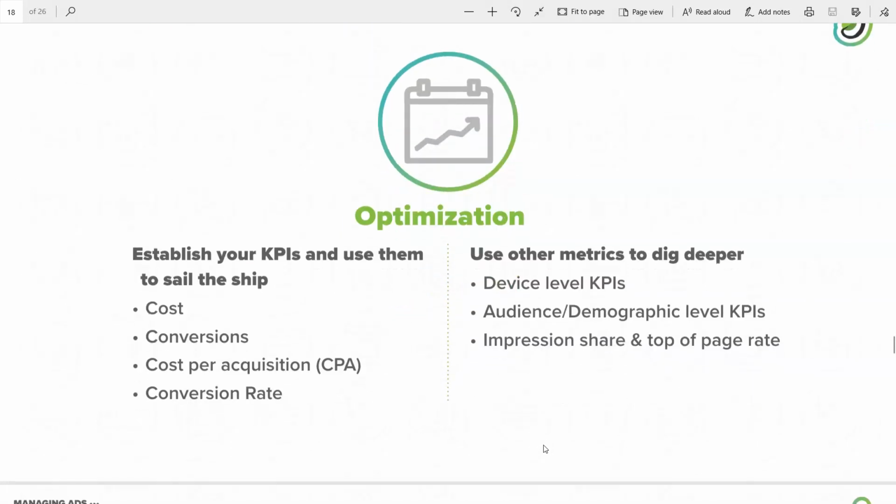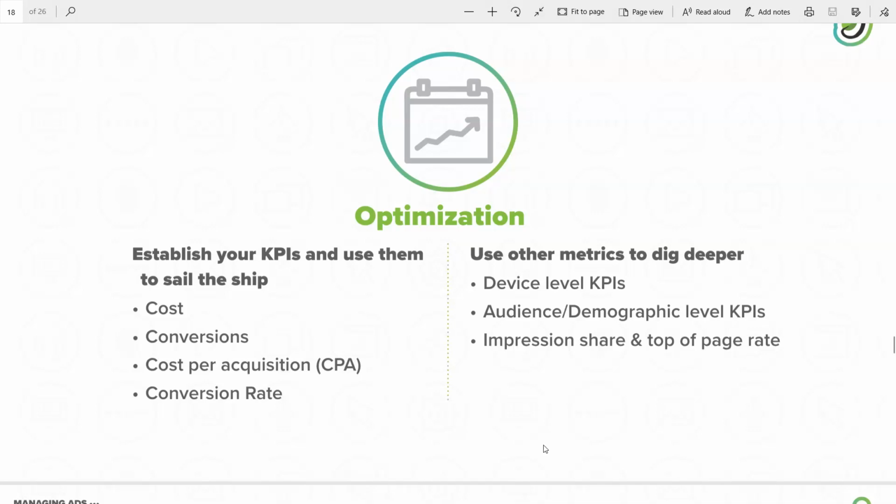So there's a few basic ideas for optimization. We kind of alluded to this. Know what your KPIs are and use those to kind of steer the ship. Know what you're willing to pay, how many conversions you need, and what kind of cost per conversion you're willing to accept. This is going to help you know what you're looking for within the advertising campaigns to know where you need to make adjustments. So if your conversion rate is too low or your cost per conversion is too high, then you'll know that those campaigns need a little attention.